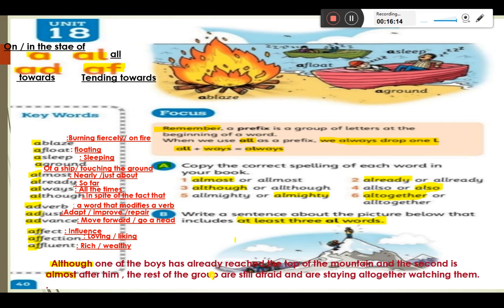The rest of the group are still afraid and are staying all together watching them. Okay, so please don't forget to begin with a capital letter. Don't forget to put a full stop at the very end. Don't forget to write a sentence that includes at least 3 AL words. Now let's move to the next page.